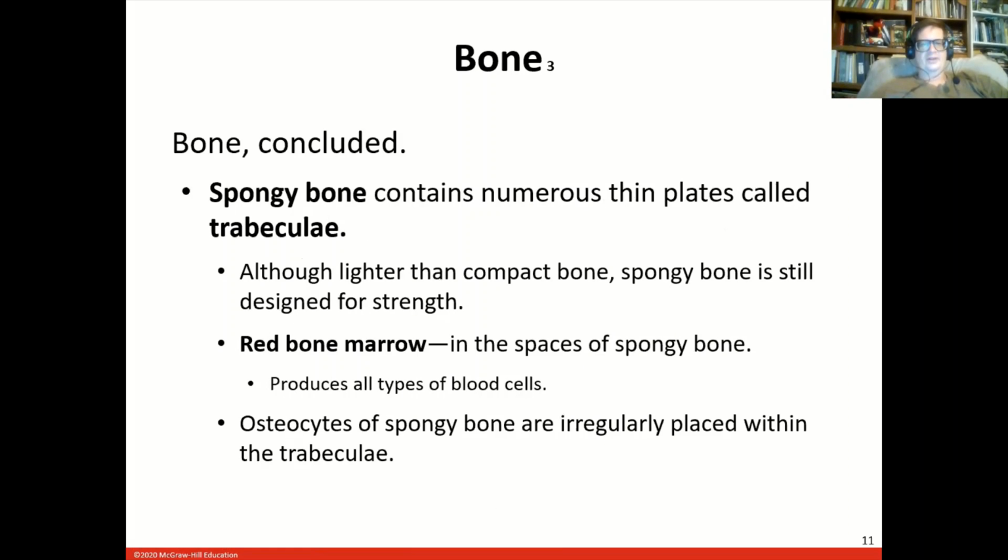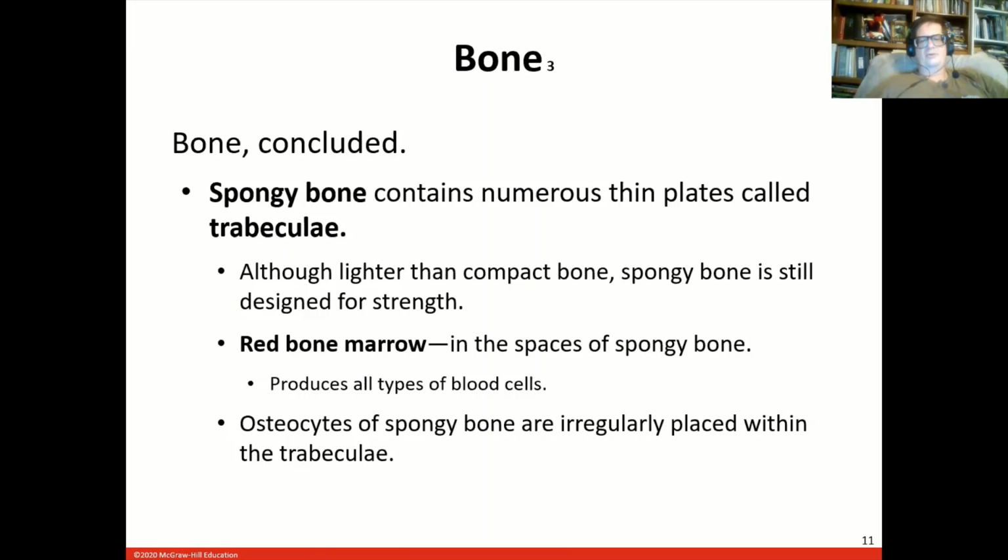chemicals. All right, so spongy bone, trabecular bone, is a bunch of little plates called trabecula. Think of them as girders going in different directions. It is lighter than compact bone because it's not solid, but it still is designed for strength. Now I can't personally see this, I have to trust them, but they say that the direction of the trabecula actually lines up along stress lines in the bone to make the bone stronger.